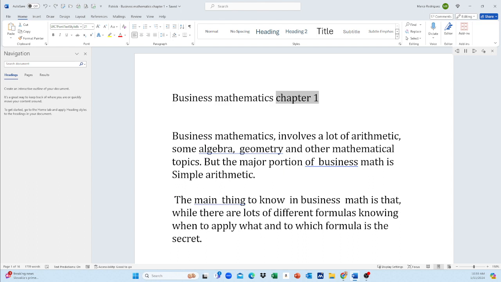Business Mathematics, Chapter 1. Business mathematics involves a lot of arithmetic, some algebra, geometry, and other mathematical topics. But the major portion of business math is simple arithmetic. The main thing to know in business math is that, while there are lots of different formulas, knowing when to apply what and to which formula is the secret.